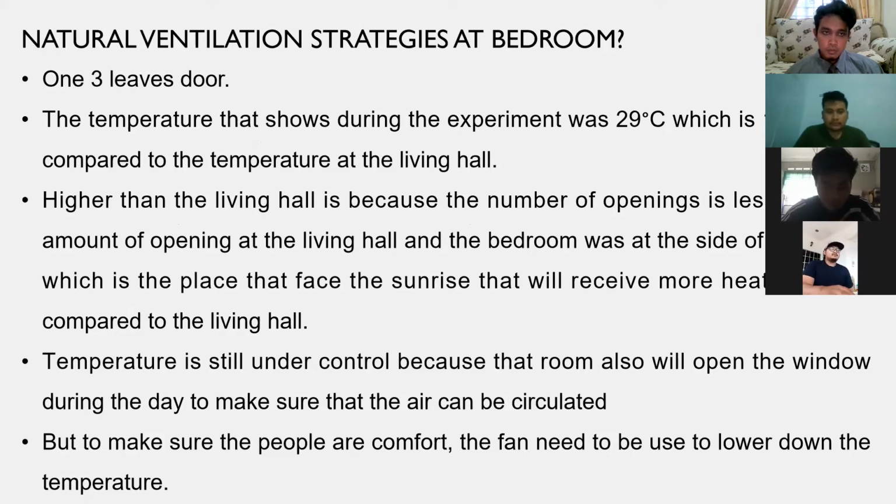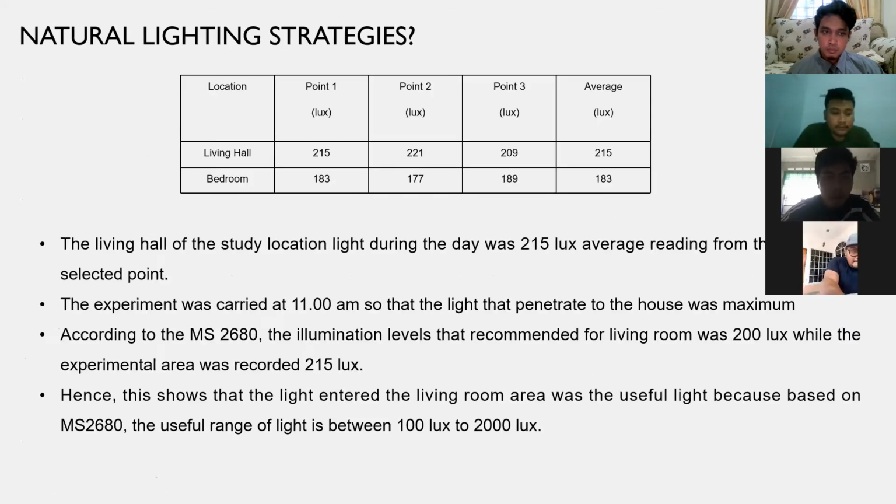The bedroom has one three-leaf door, and the temperature that showed during the experiment was 29, which is 1 Celsius higher compared to the temperature at the living hall. The higher temperature in the bedroom is because the number of openings is less than the amount of openings at the living hall. The temperature is still under control because that room also will open the window during the day to make sure that the air can be circulated. But to make sure the people are comfortable, the fan needs to be used to lower down the temperature. So we'll pass to Qhairul.